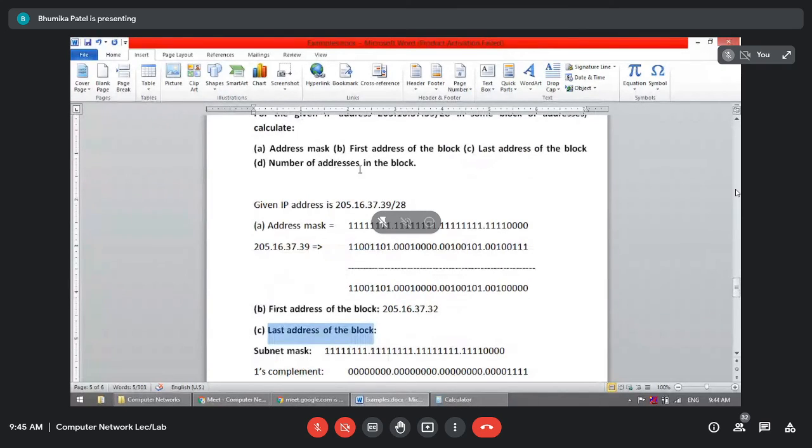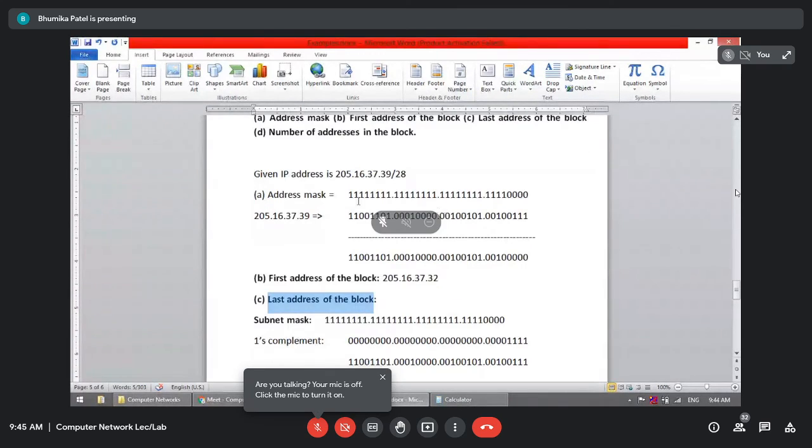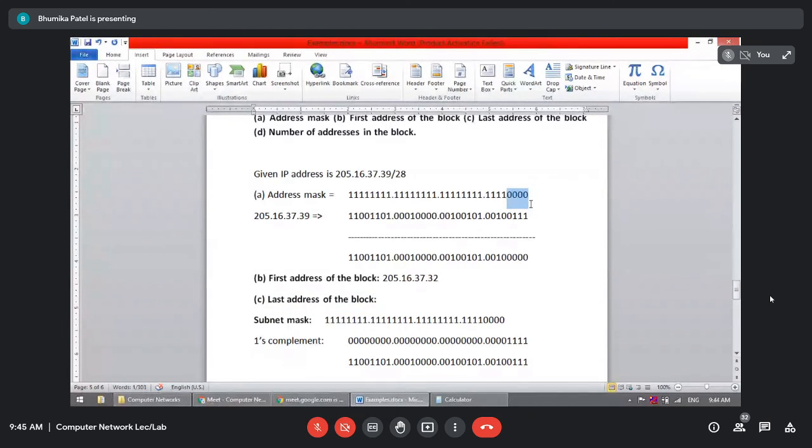Okay, fine. And the number of addresses in the block, how you can find from the subnet mask. Here the number of addresses will be identified from the number of 0s. So 2 raised to 4. That is your answer for the number of addresses. So here the number of zeros is 4. So the number of addresses equals 2 raised to h, where h equals 4. So 2 raised to 4 will be your answer. So the answer will be 16.